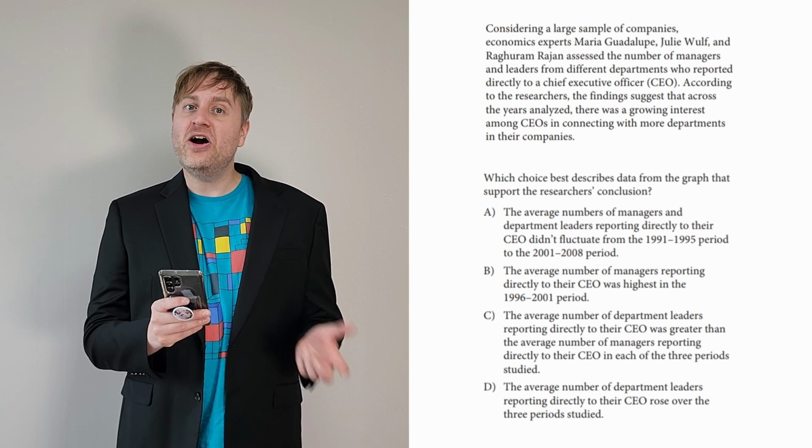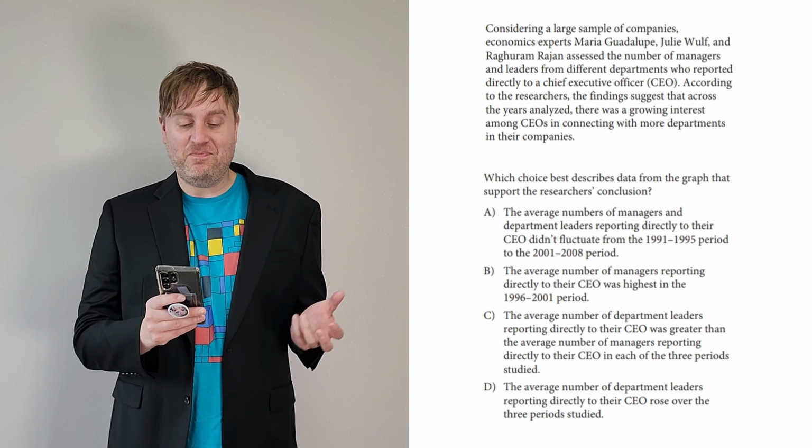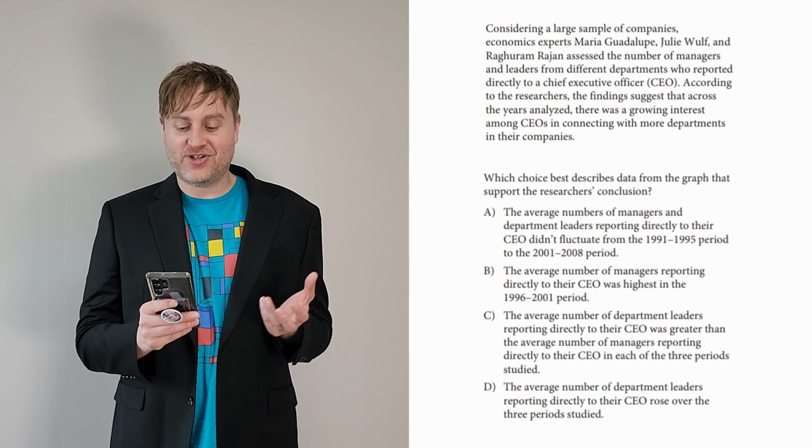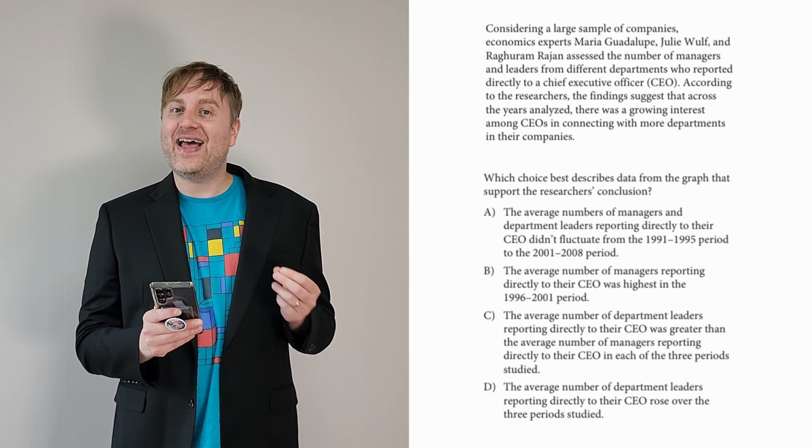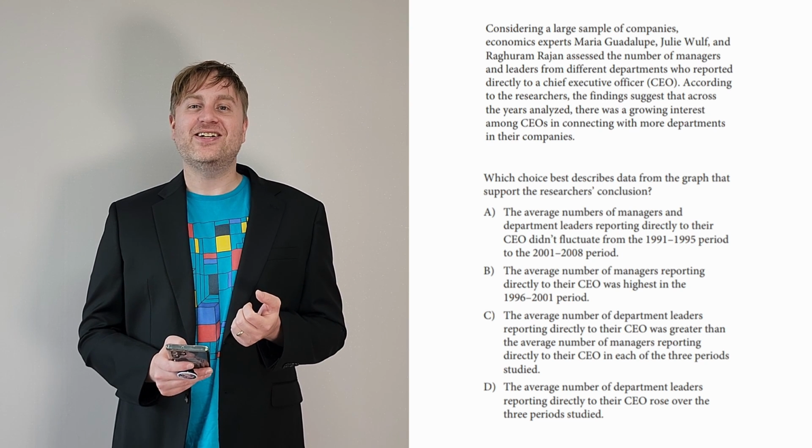So what we need to know is the researcher's conclusion, because we can't support the researcher's conclusion if we don't know what that conclusion is. Now that we've determined what we need to know, we're ready to move on to step number 2. Read the text, looking for the information you'll need to answer the question. Let's return to our example question and try that out.